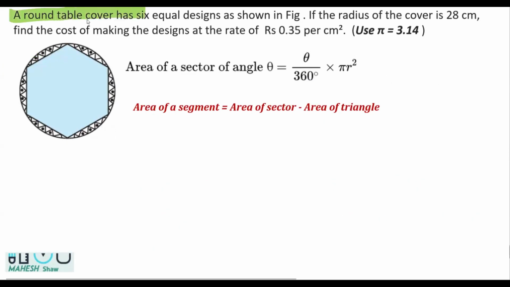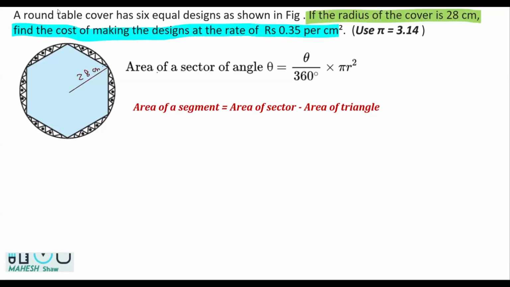In this question, it says a round table cover has 6 equal designs as shown in the figure. So these are the designs, right? These are the designs over here. And further, it says that the radius of this cover is 28 centimeter. So the radius of the cover will be this. And what we have to find out here is the cost of making the design at the rate of rupees 0.35 per centimeter square.